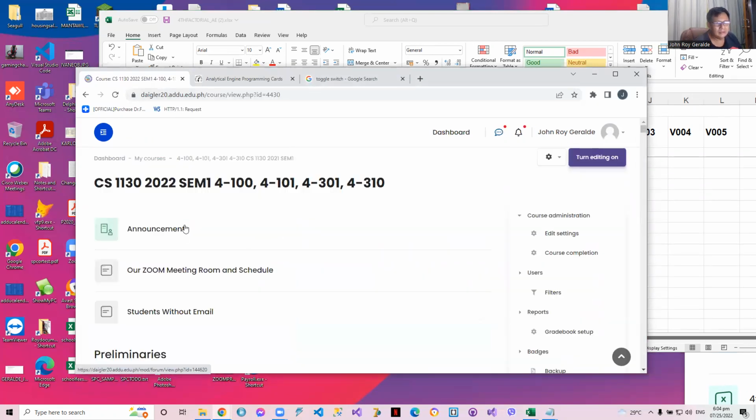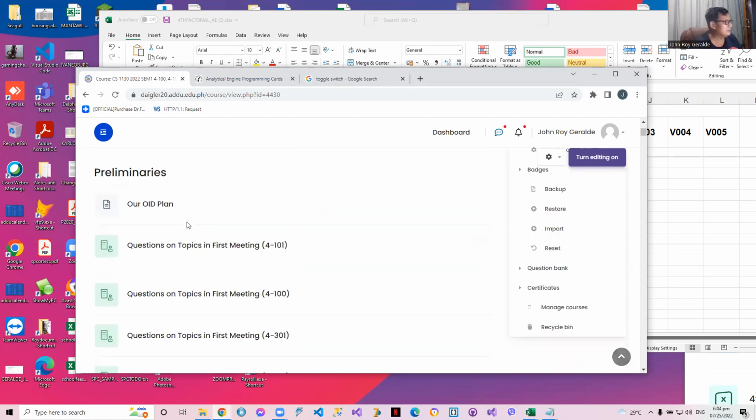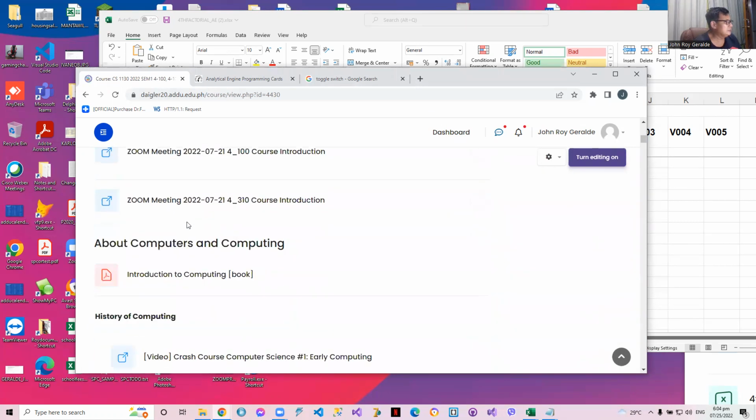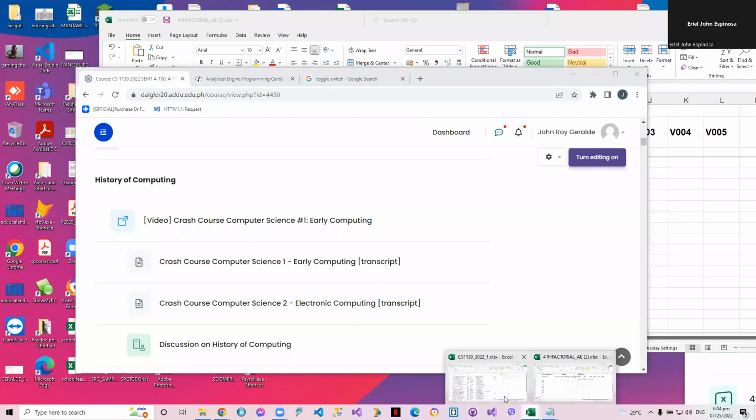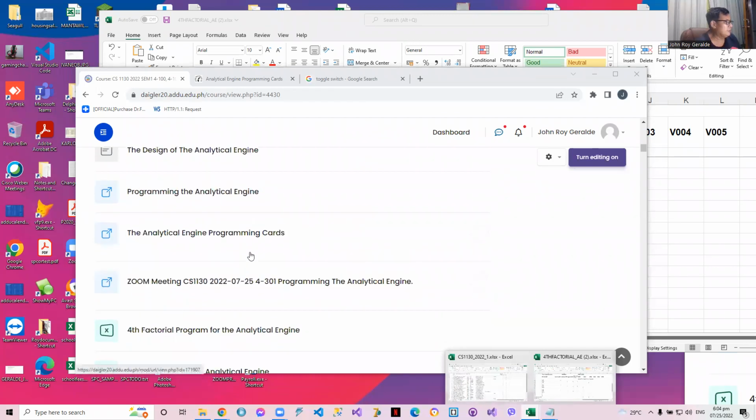Anong oras tayo ngayon? 7:10 ba? Ano po? 6:40. Okay.